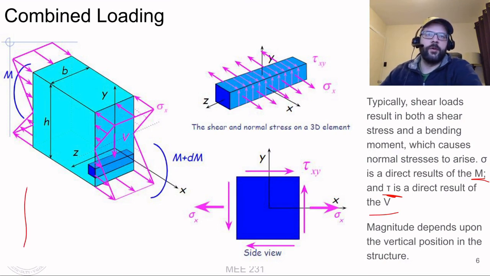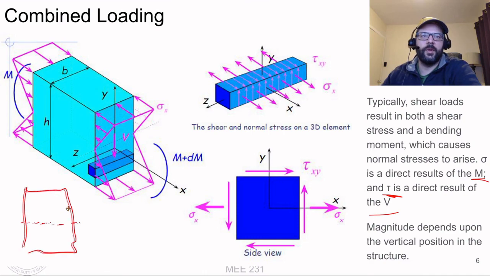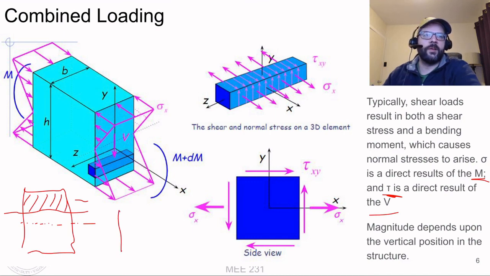Your Q term is based upon, here's our neutral axis. If we're looking at the stress along a certain point, along say this point, we're basing the Q term off this area times its y bar. So if we're at the neutral axis, then that's based upon the entire area times its y bar. So the area grows the fastest.